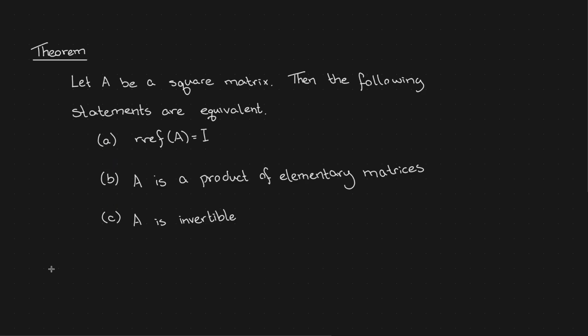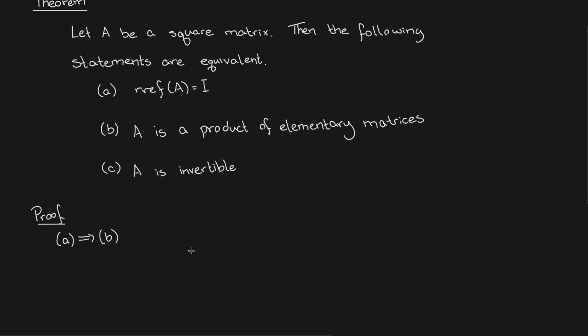Let's start by showing that if A is true, then B is true. So suppose the reduced row echelon form of matrix A is equal to the identity matrix. Now, we know we can get to the reduced row echelon form of A by applying elementary row operations to A. And based on what we know about elementary matrices, that's the same as multiplying by elementary matrices, right?